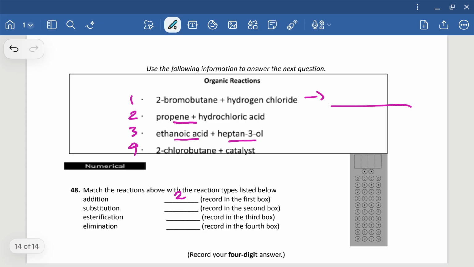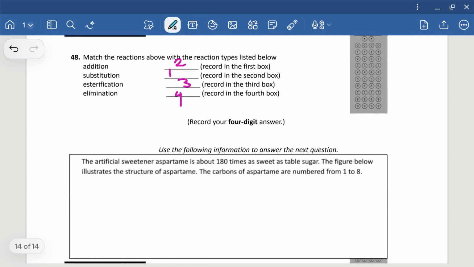number 3 is esterification, and this last one starting with just one product with single bonds and a catalyst, that's going to be elimination. So number 1 definitely sets up for substitution, but it might have also looked like an addition even though we didn't have a double bond. Anyway, I think it was just a little bit more clear once I did a process of elimination.